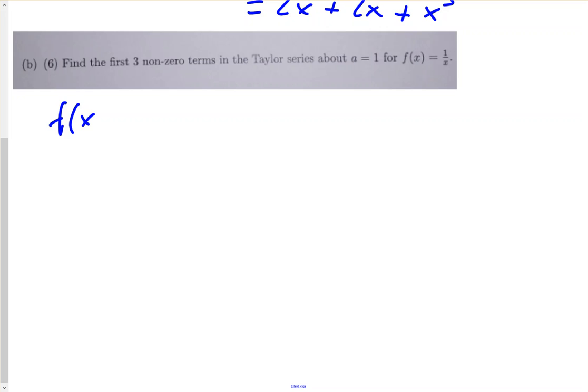Right, so we have f of x. The first term would be 1 over x, and we plug in 1 because we have a equals 1, so plug in x equals 1. That's from our a equals 1. So 1 over 1, we get 1.